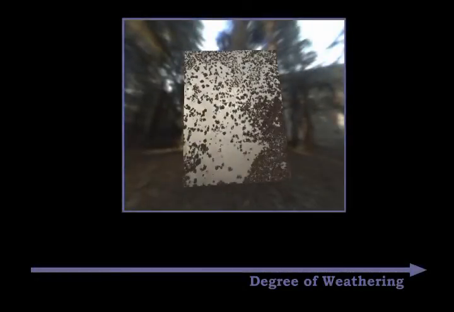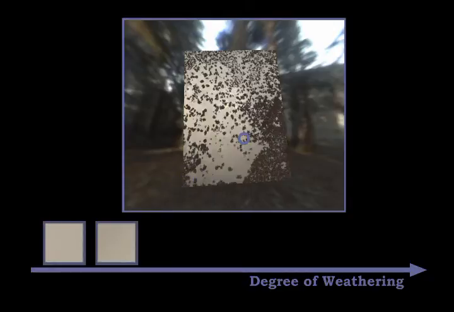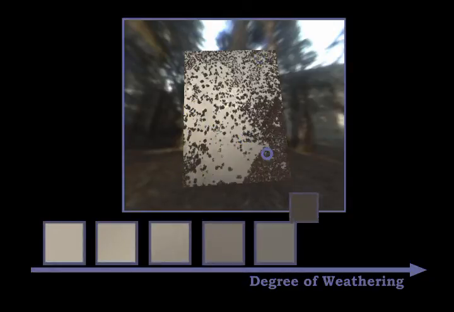The key observation in our approach is that the concurrent variations in appearance over a surface represent different degrees of weathering.